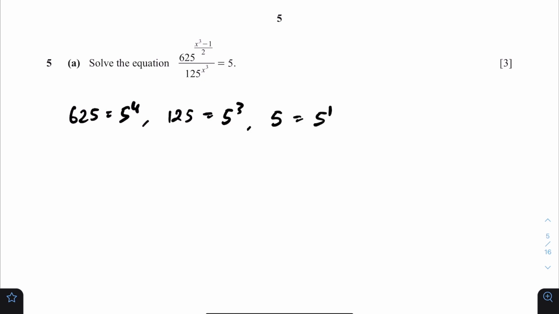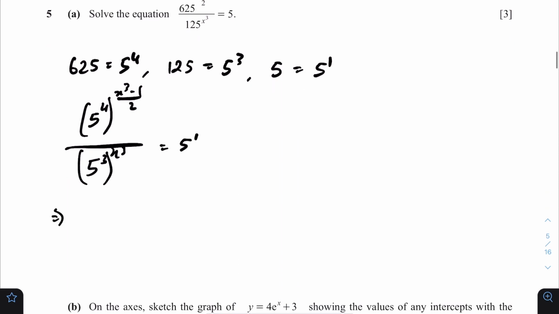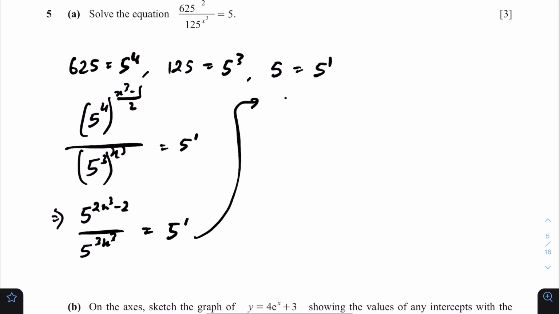So substituting that all in there, we get 5 to the power of 4, which is raised to the power of x cubed minus 1 over 2, over 5 to the power of 3, which is raised to x cubed, is equal to 5 to the power of 1. So we get 5 to the power of 2 times x cubed minus 1, which is 2x cubed minus 2, over 5 to the power of 3x cubed is equal to 5 to the power of 1. If we multiply both sides by 5 to the power of 3x cubed, we get 5 to the power of 2x cubed minus 2 is equal to 5 to the power of 3x cubed plus 1.